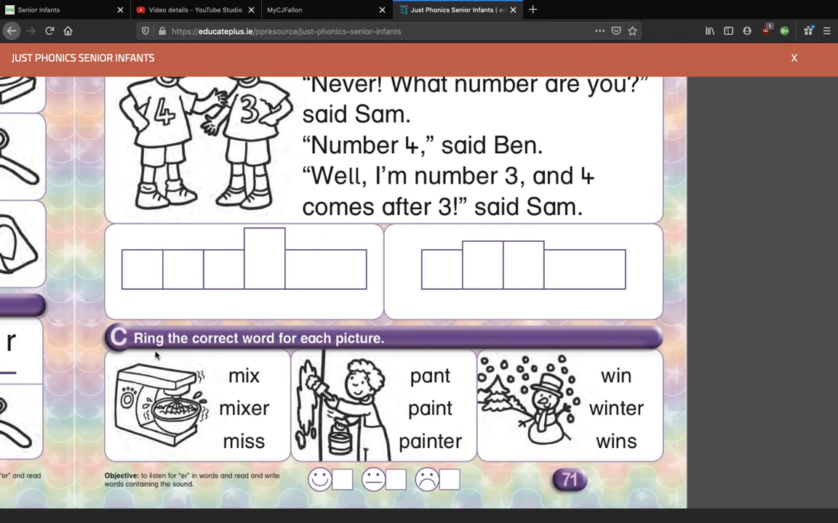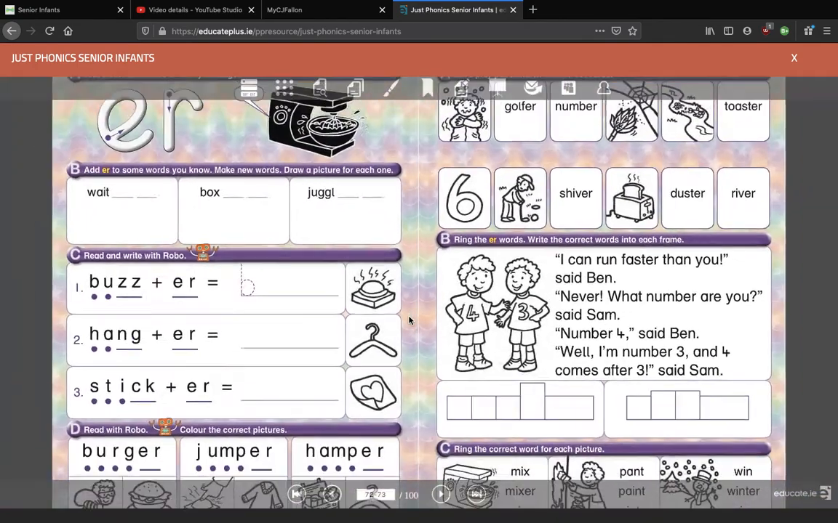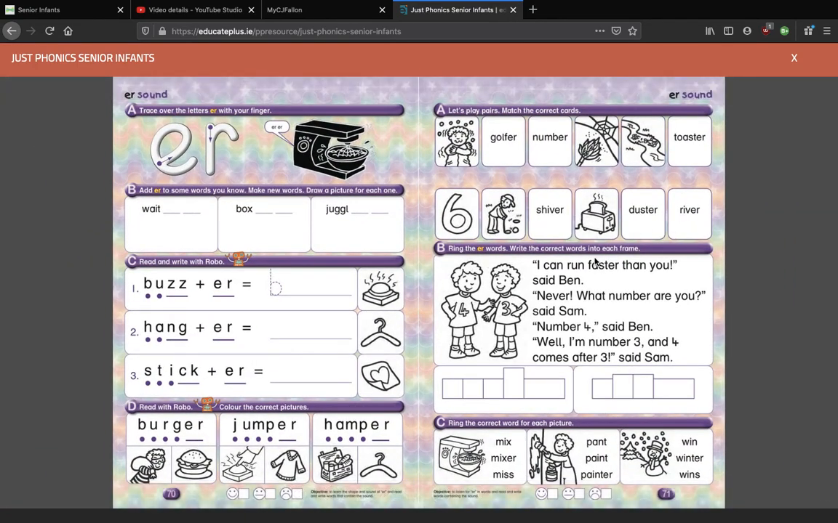And part C, all you want to do is put the ring around the correct word for each picture. Okay, we've got a mixer here, we've got a painter, and we've got a snowman hanging out in winter. Okay, so anyway, best of luck with that today. That is page 70 and page 71. Good luck, guys.